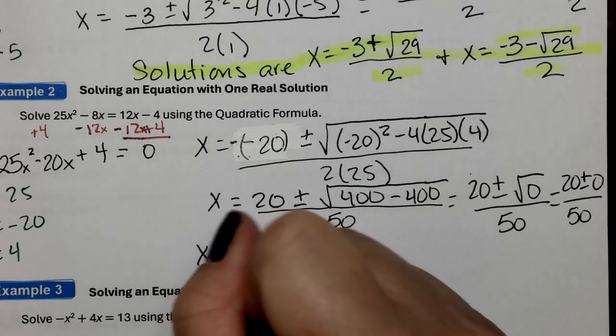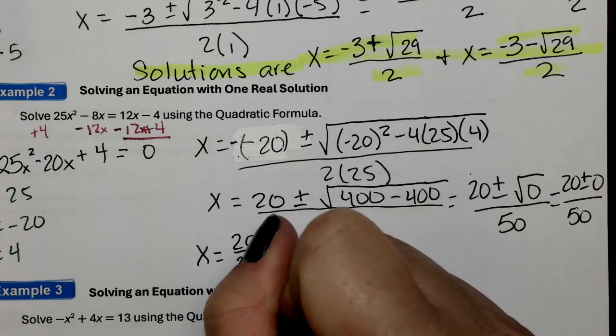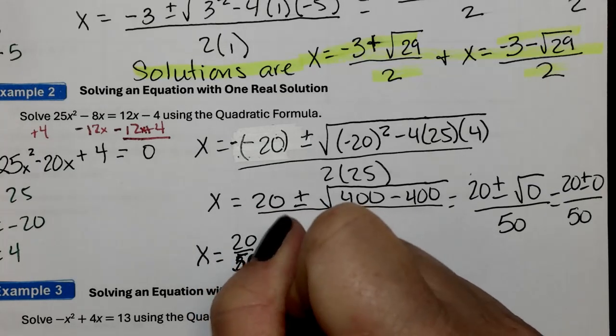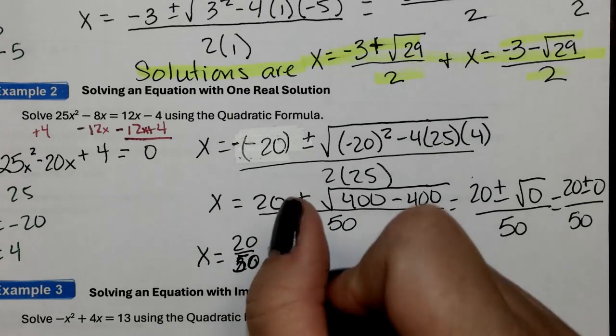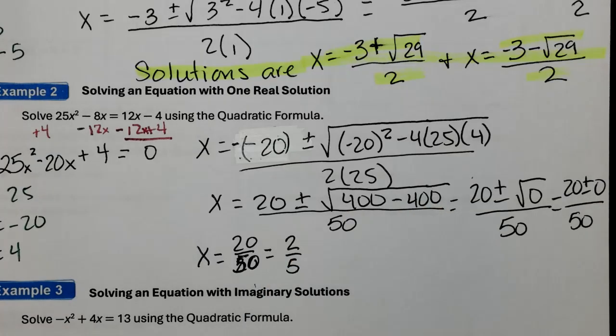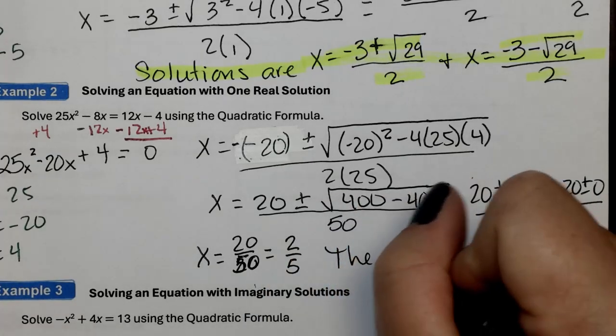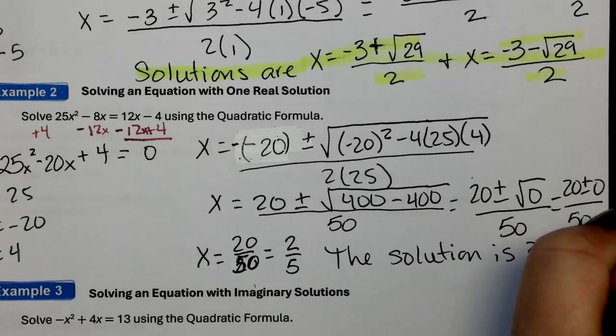Let's simplify just one more step. So now we're down to 20 over 50. And we can simplify by tens, right? So we can simplify by tens and be left with 2/5. So the solution is 2/5.